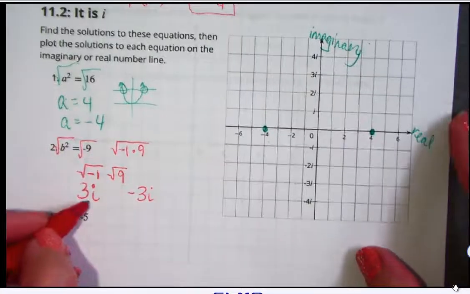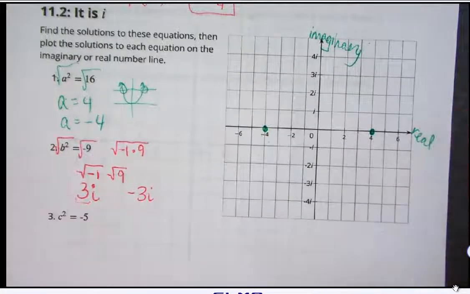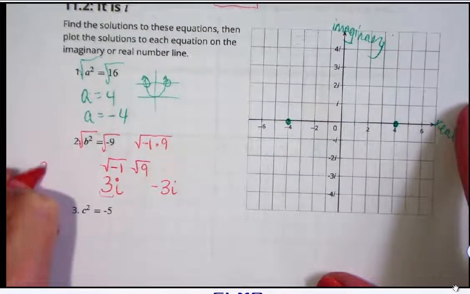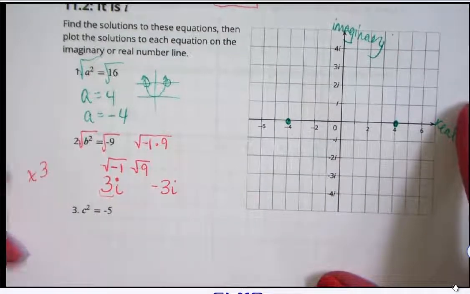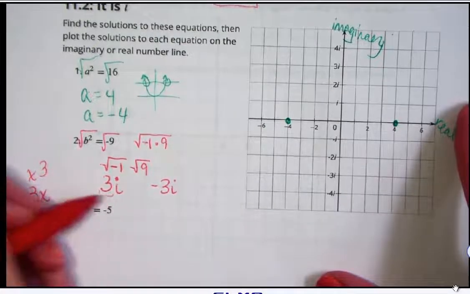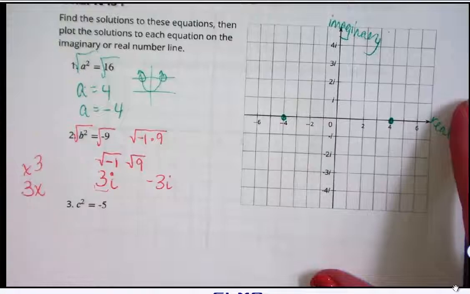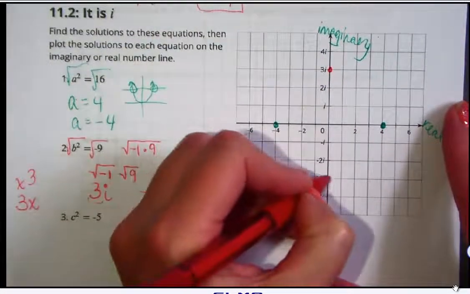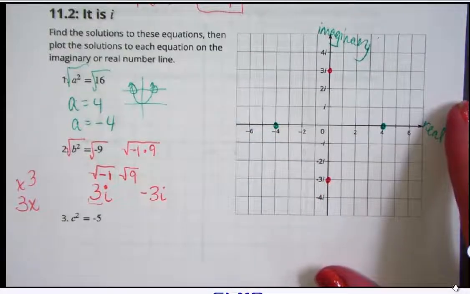And we usually put that coefficient in front, just like we would in front of x. When we were writing coefficients with x, we very rarely see something like x3. We would instead say 3x. So we usually keep that coefficient in front, just like with variables. So 3i and negative 3i plotted.